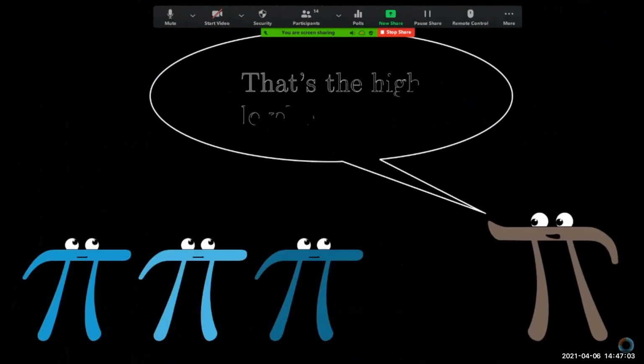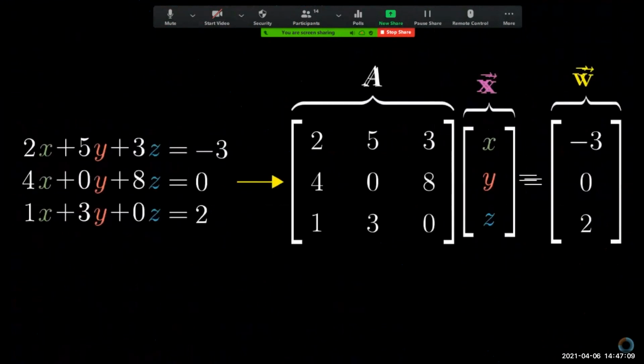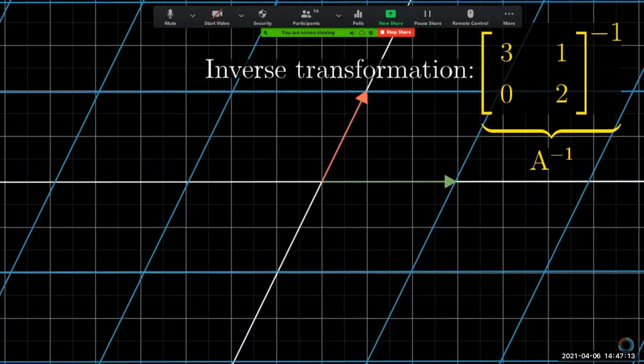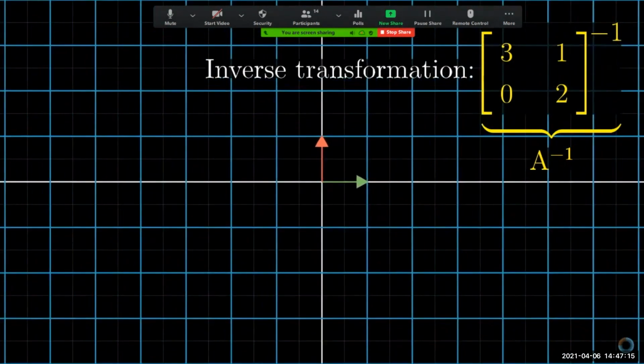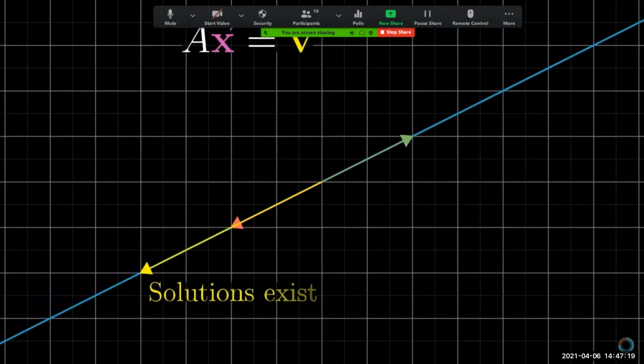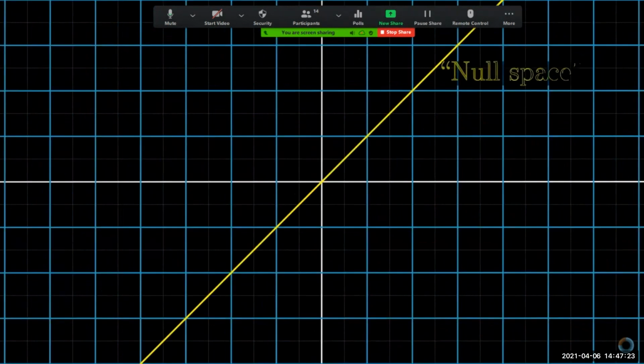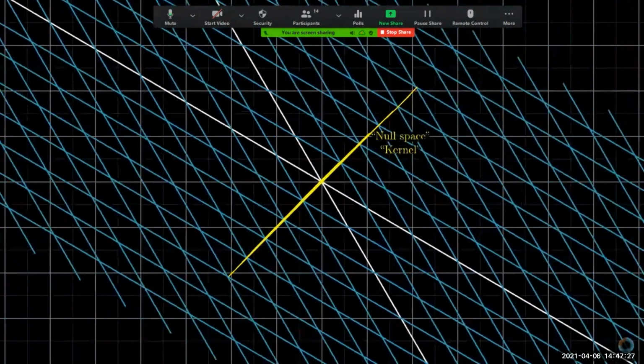So that's a very high-level overview of how to think about linear systems of equations geometrically. Each system has some kind of linear transformation associated with it, and when that transformation has an inverse, you can use that inverse to solve your system. Otherwise, the idea of column space lets us understand when a solution even exists, and the idea of a null space helps us to understand what the set of all possible solutions can look like.